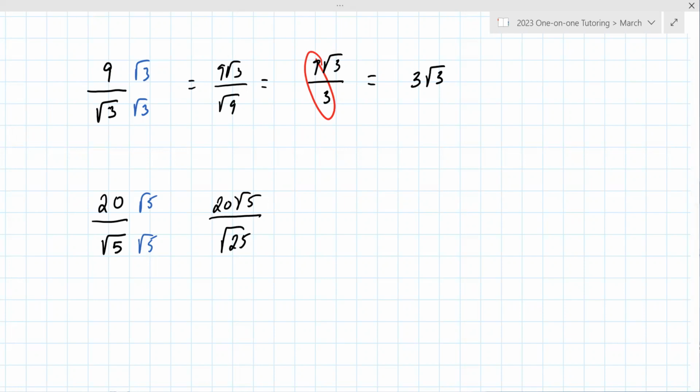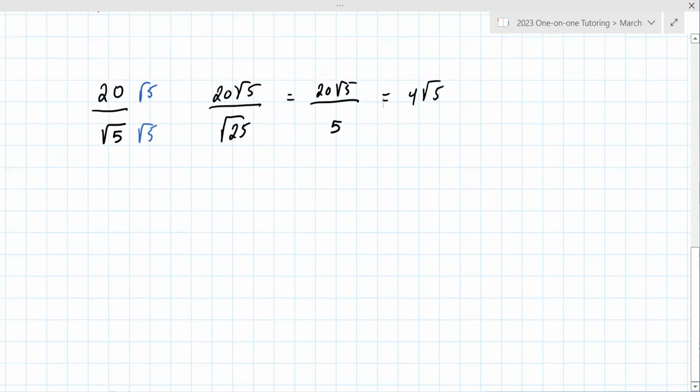So then would the final answer just be 20 square root of 5 over what's the square root of 25? 5. Yes. Can you simplify? Yeah, the 20 and the 5. Yes. So that becomes 4. 4 square root 5.